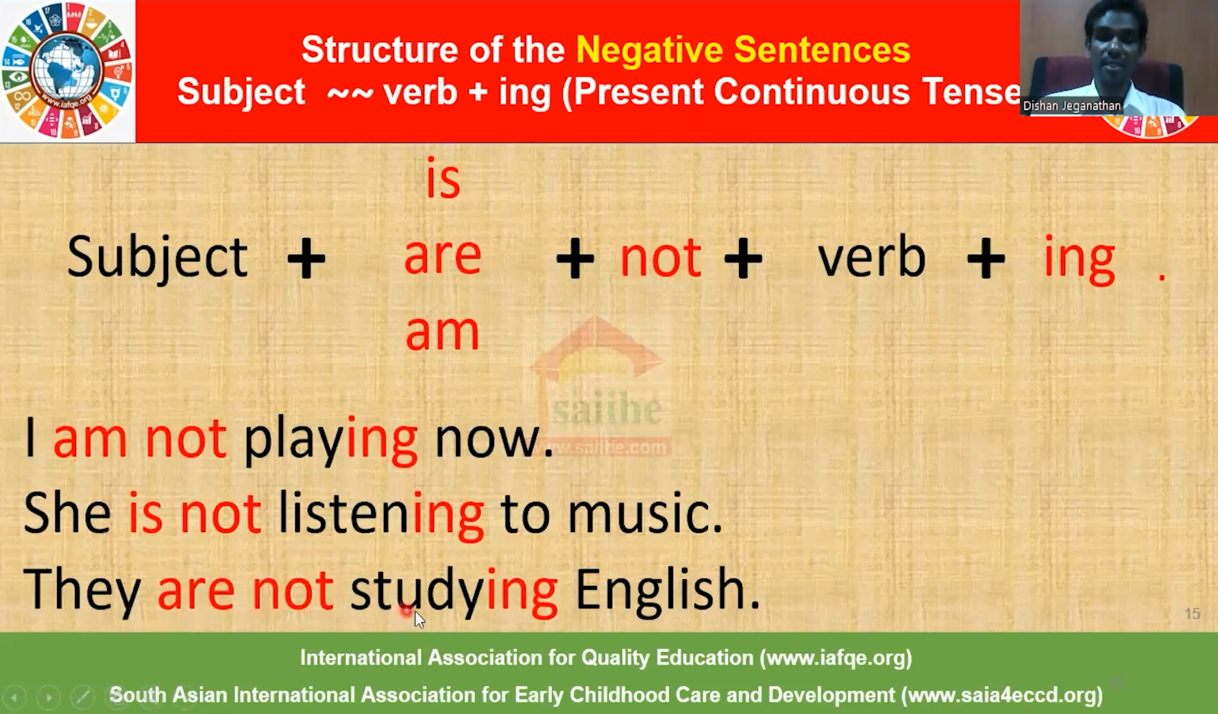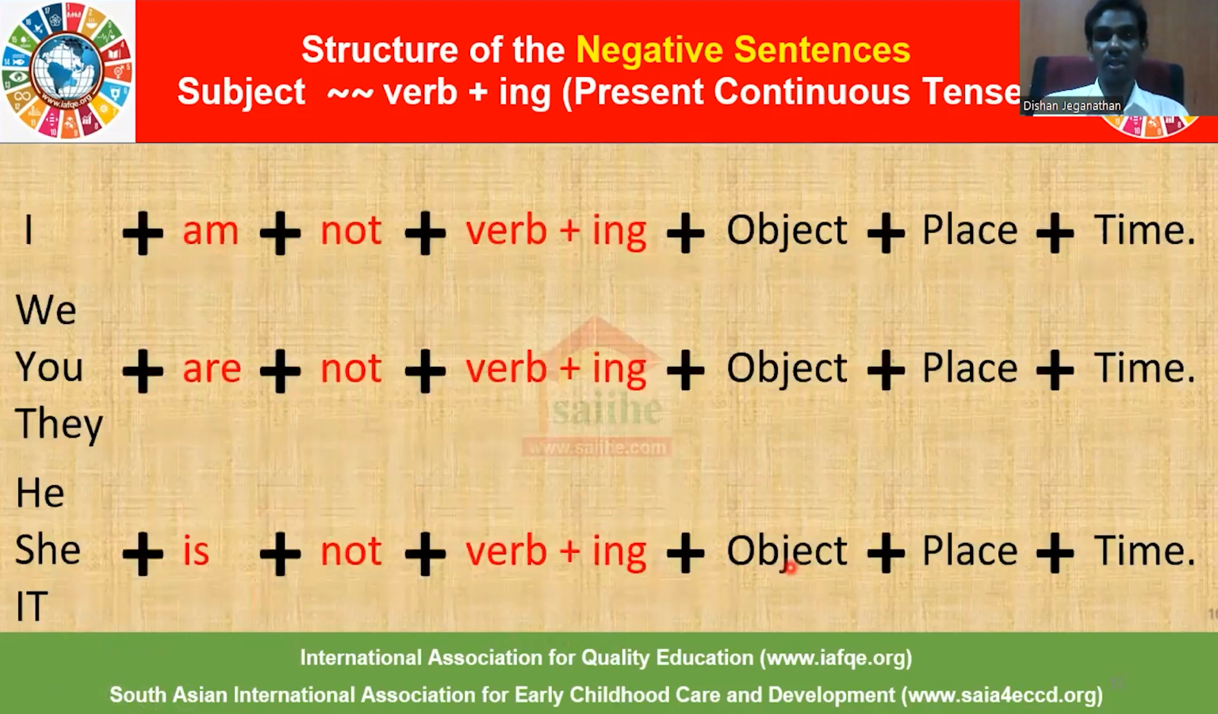They are not studying English. They is the subject followed by are not, verb plus ing, studying, and the rest of the sentence is English. This sentence could also be read as they aren't studying English. These three sentences mean an action which is not being done at the moment. Let's look at the expanded forms in detail.